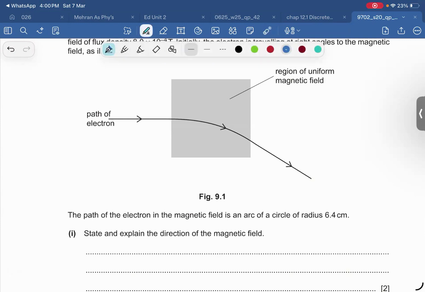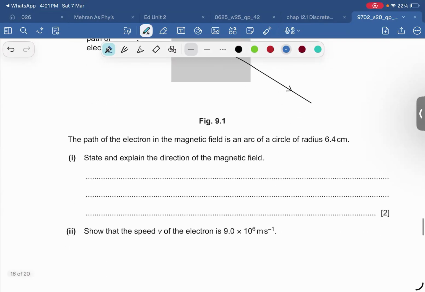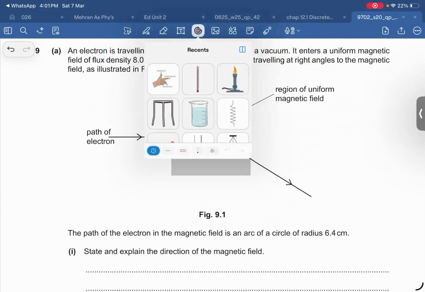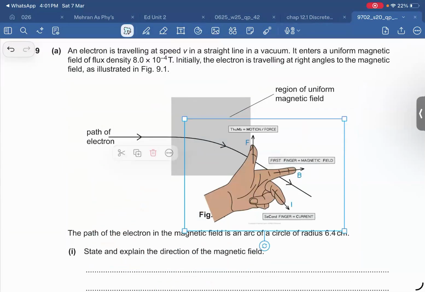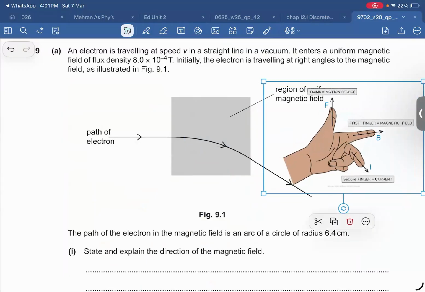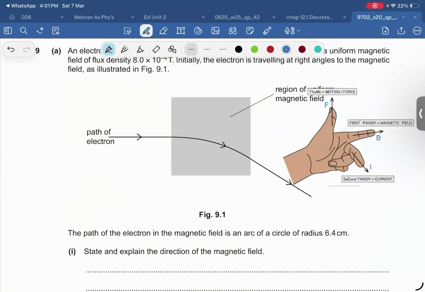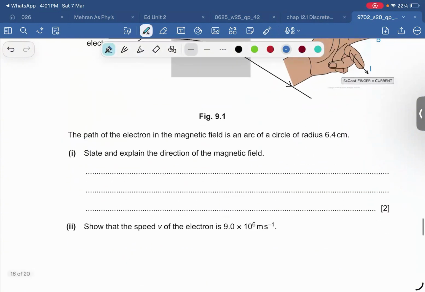It says: state and explain the direction of the magnetic field. Okay, fine. So what you have to do is use Fleming's left hand rule as a reference, and you have to define everything. It's the path of the electron, and this is Fleming's left hand rule. Over here, the second finger shows the direction of the positive current or positive charge flow.